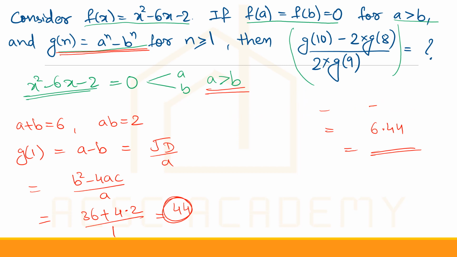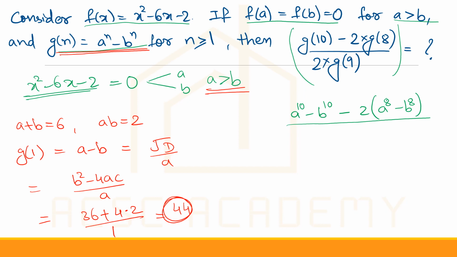So for that, let us go to the expression that we want and let's try to simplify it if it is possible. It's given g of 10, which means a raised to 10 minus b raised to 10, minus 2 times g of 8, which means a raised to 8 minus b raised to 8, upon 2 times g of 9, that is a raised to 9 minus b raised to 9. That's what we want.